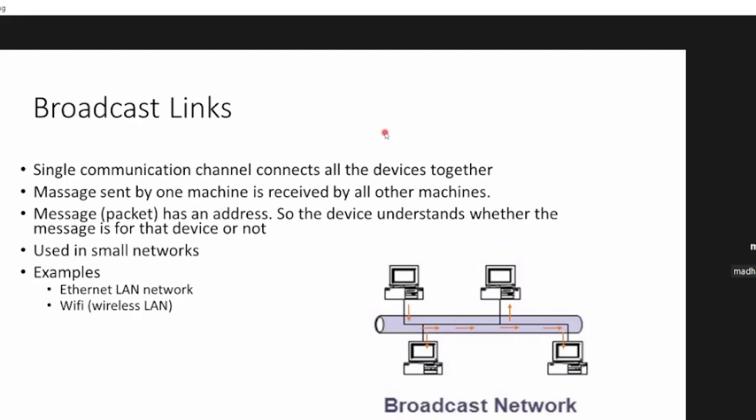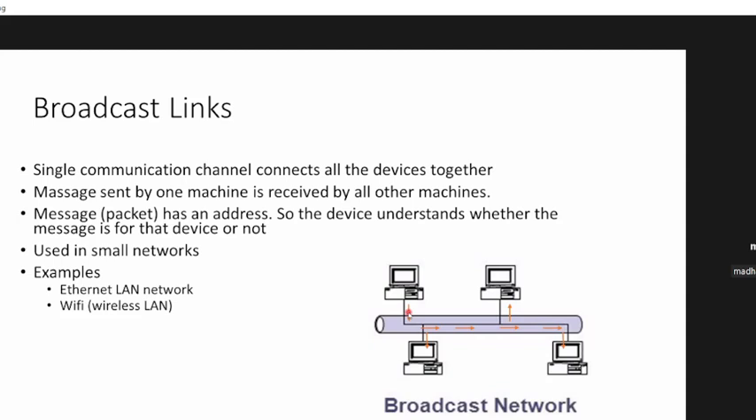So in networks also you have something called broadcast links. You know in networks we have communication paths. A broadcast link means a single communication channel connects all the devices together. A message sent by one machine is received by all the other machines, right? Now let's say there are 4 computers connected to this line. When one computer sends a message, that message will go to this computer, and then again to this computer, and again to another, right? So all the computers connected to this link will get the message that the first computer sent.